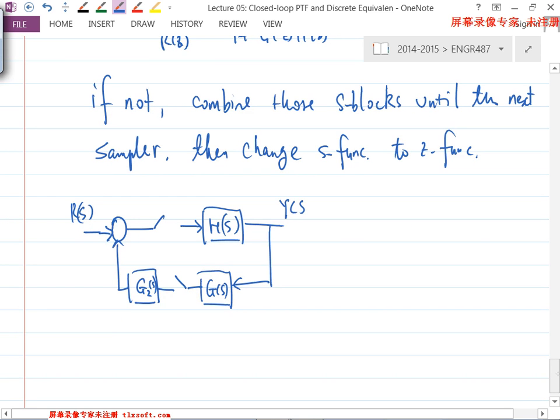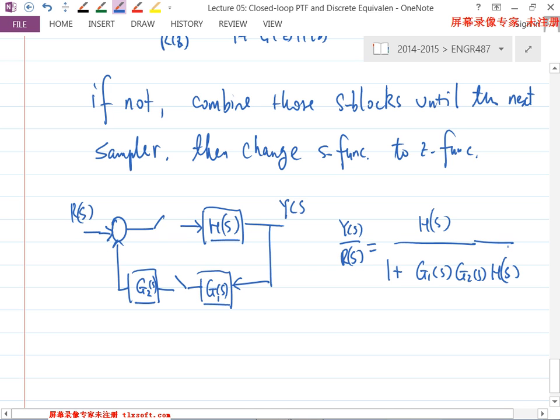So first of all, the continuous system transfer function. What's the continuous system transfer function? The numerator is always basically the blocks on this route here, right? And the denominator is 1 plus G1 of S times G2 of S times H of S.